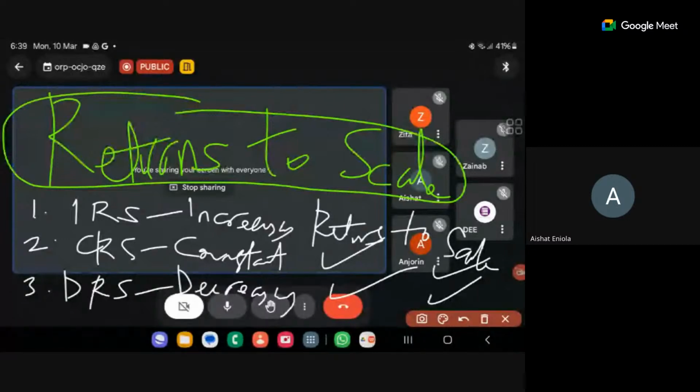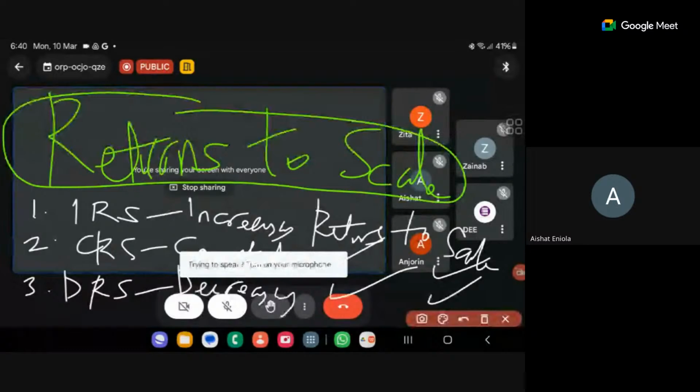But for returns to scale, you are not doing so. You are increasing both capital and labor. So you get to the point that as you increase both K and L, the output that you get from increasing both K and L begins to decline. So it's a different concept. DRS and DMR are not the same. So I'll pause a little.